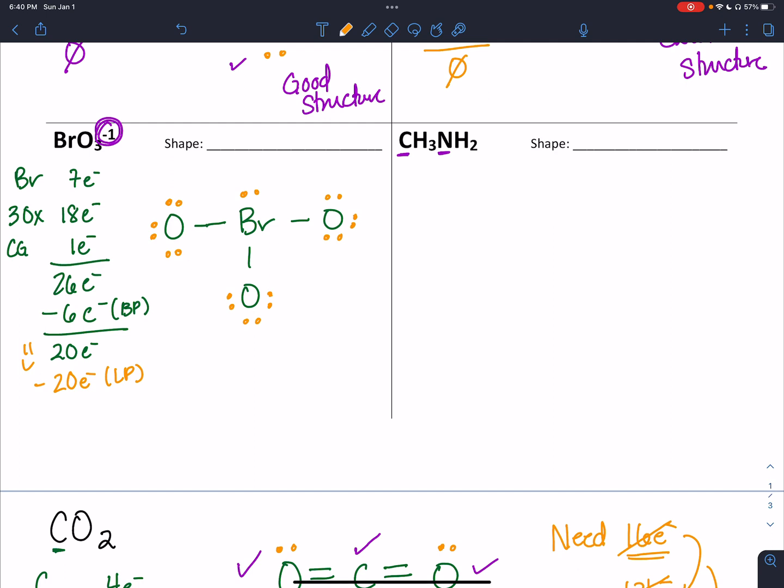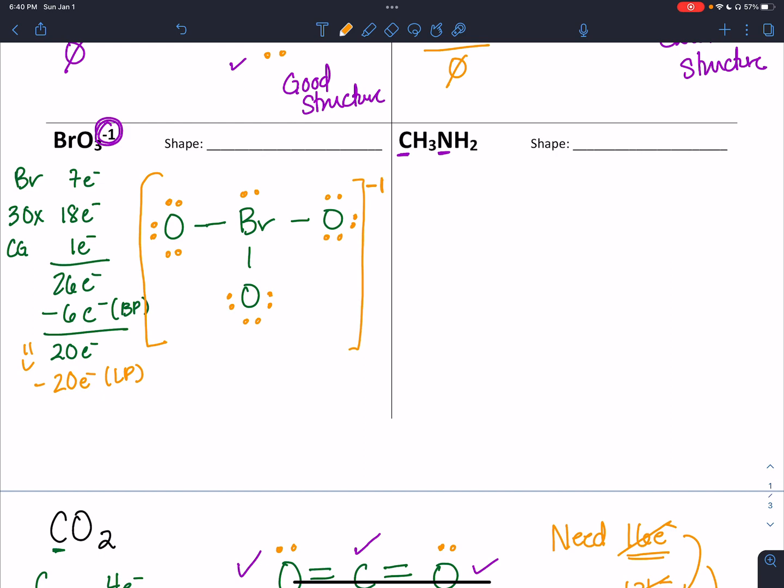lone pair. All right, now because this is a polyatomic ion, we like to put that polyatomic ion in brackets like this, and then we list the charge on the outside. The reason we do that is if you just showed the skeleton structure without that charge shown, they wouldn't know where that extra electron came from. You have to tell them that it's a charged entity.